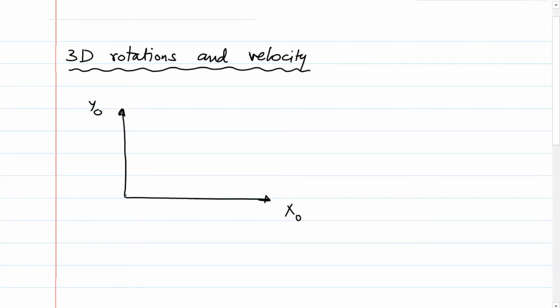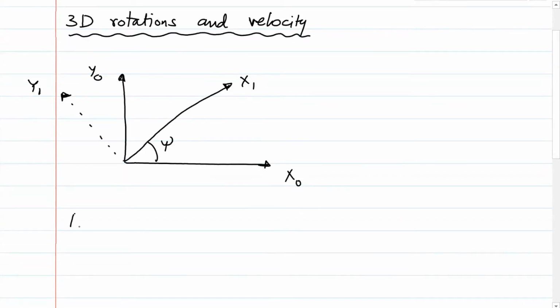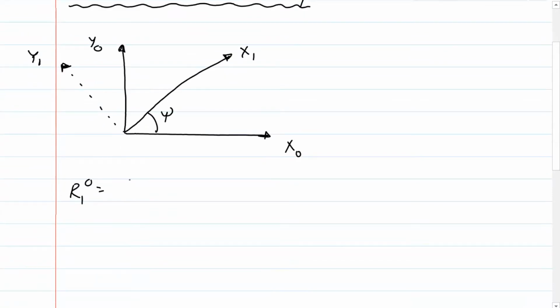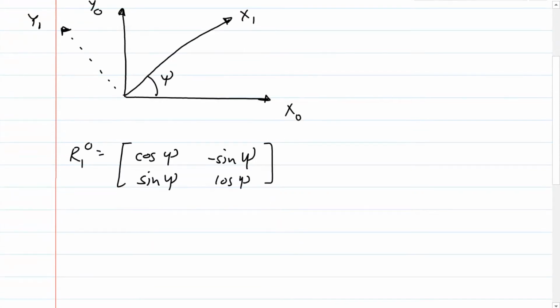And then we rotate about, let's say, an angle of psi to lead to a new axis x1, and this is new y1. Okay, so this is a rotation, and there is a rotation matrix which we wrote down as cosine psi, minus sine psi, sine psi, cosine psi. Though I said this is 2D rotation, really all rotations are in 3D.